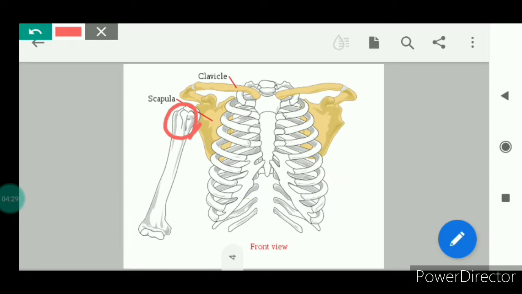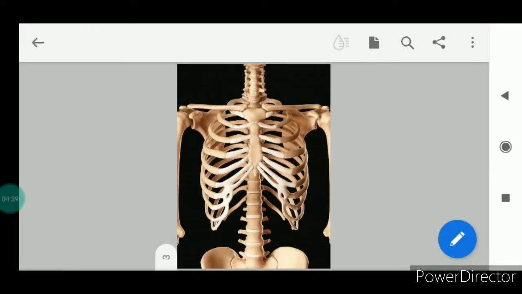What are the limbs? Arms and legs are known as limbs. Upper limbs means arms, lower limbs means legs. In this picture it is more clear. The shoulder girdle consists of the clavicle and the scapula, which you can see here at the back. It provides the attachment for the upper arm.